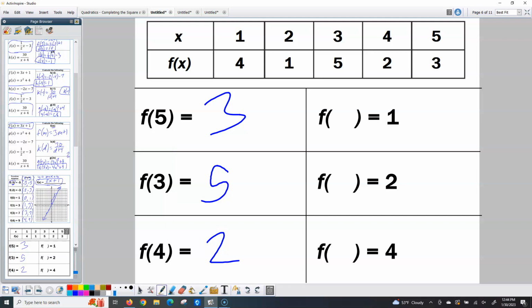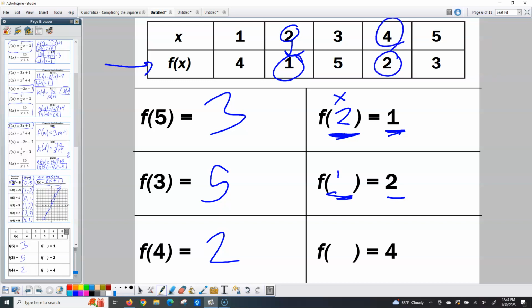On the right side, I'm looking for an x. So normally there's an x right there. I'm looking for an x when my y value is 1. So my y value is 1. That means my x value is 2. F of 2 gives you 1. So when x equals 2, the y value is 1. I'm looking for an x value that gives me 2. There's my x value that gives me 2. I'm looking for an x value that gives me 4. Right there. F of 1.